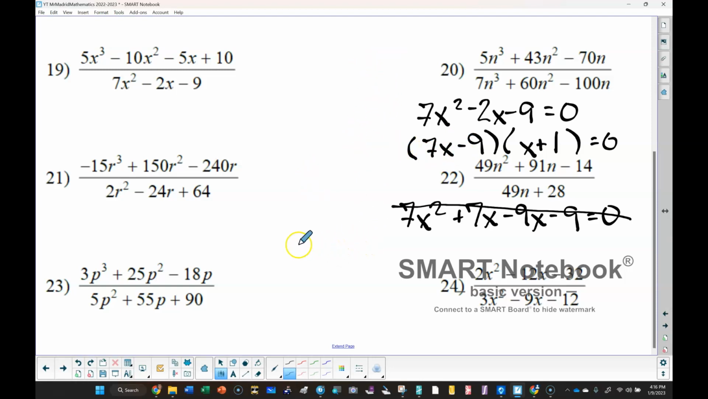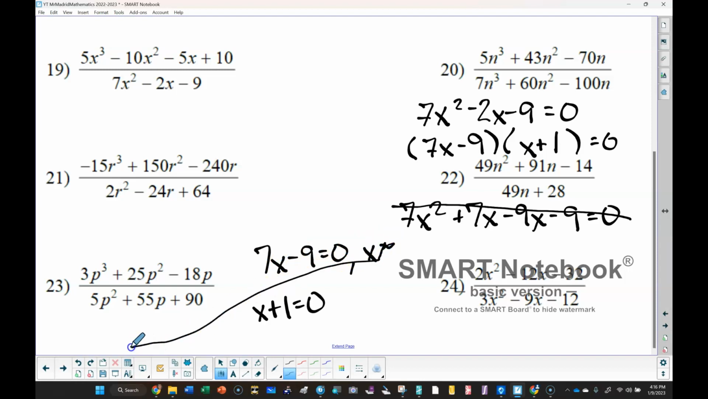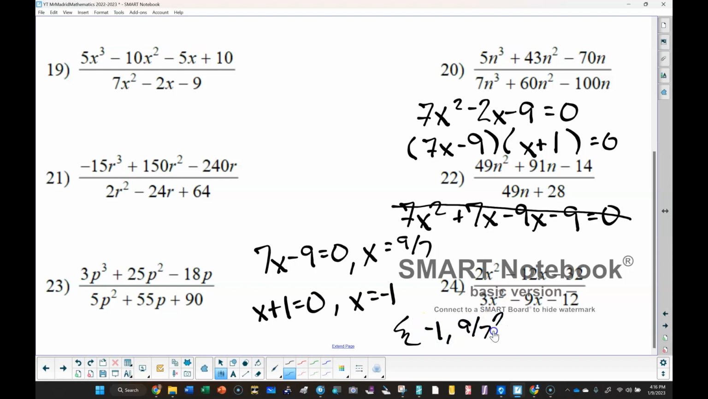Okay, so I'm going to go like this here. 7x minus 9 equals 0. x plus 1 equals 0. And I get here, add 9 to both sides and divide by 7. So x equals 9/7. And here, subtract 1 from both sides and I get x equals negative 1. So the excluded values are negative 1 and 9/7.